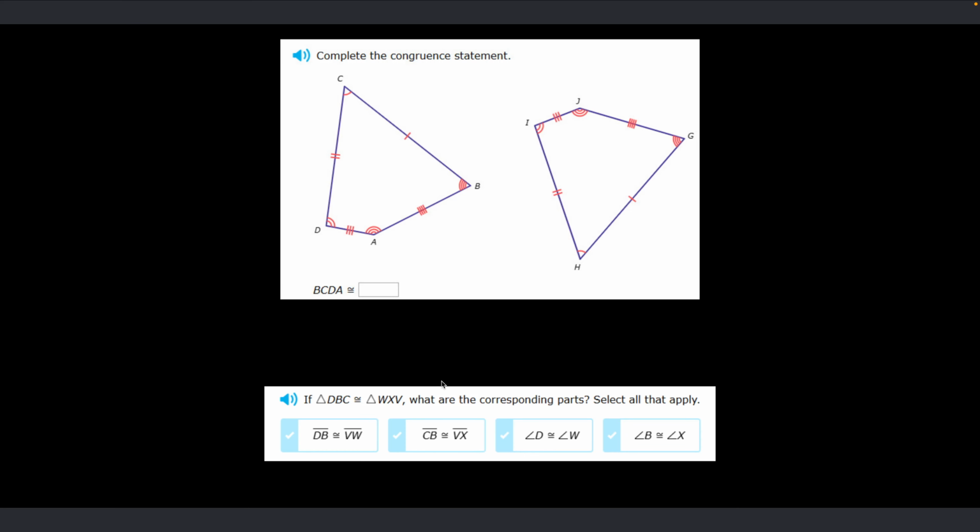All right, time to practice. Go ahead and pause the video, try these last two problems on your own. When you're ready, unpause, and we will check your answers.